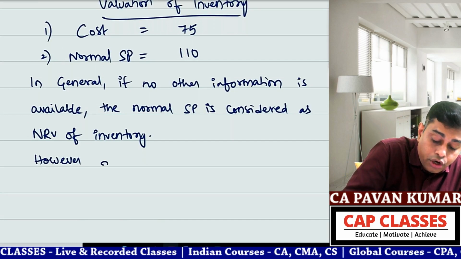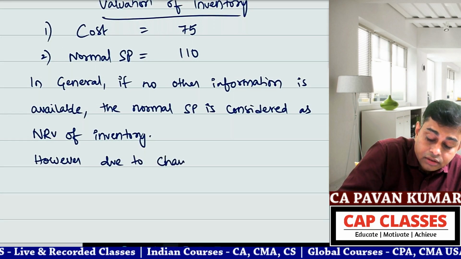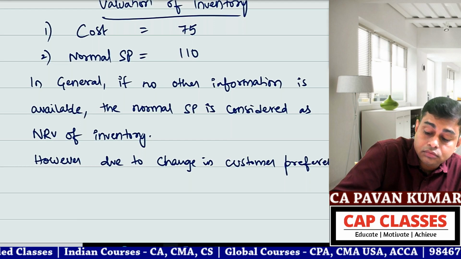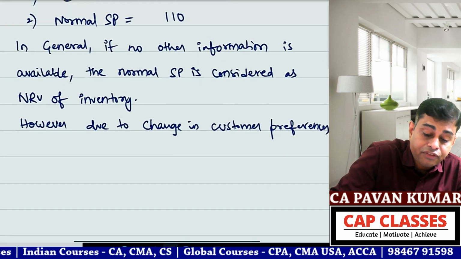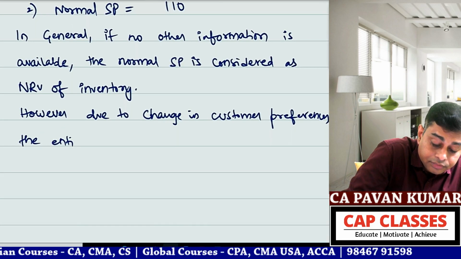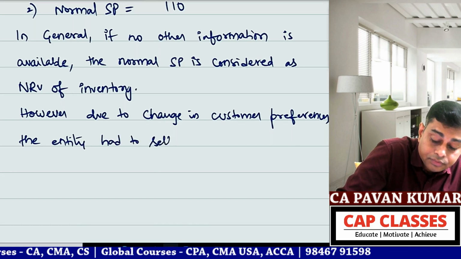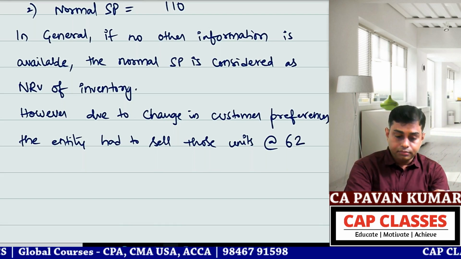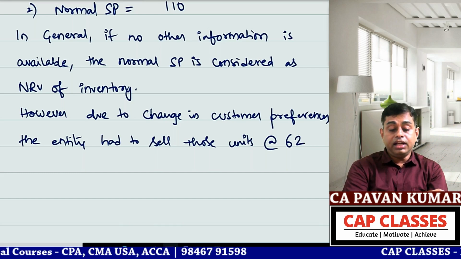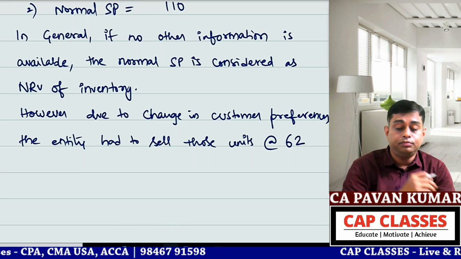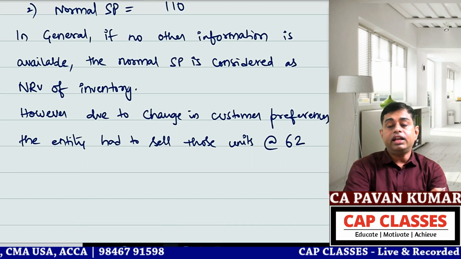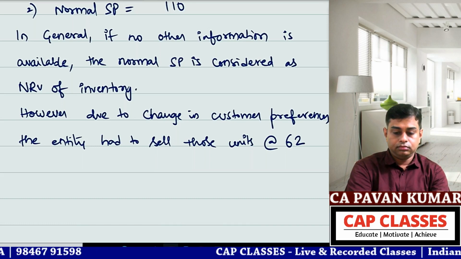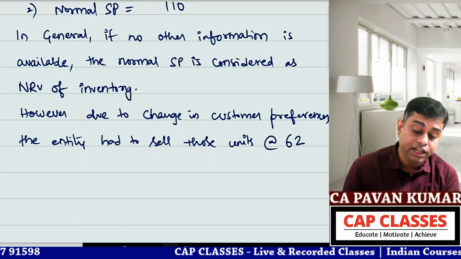However, due to change in customer preferences, the entity had to sell those units at 62 pounds.